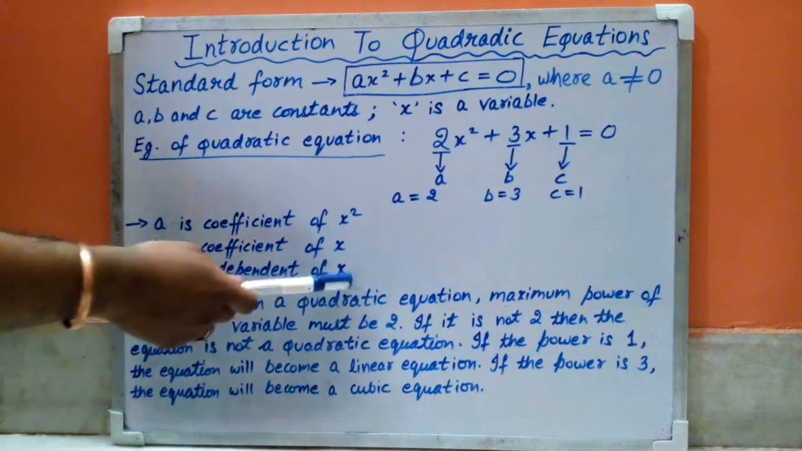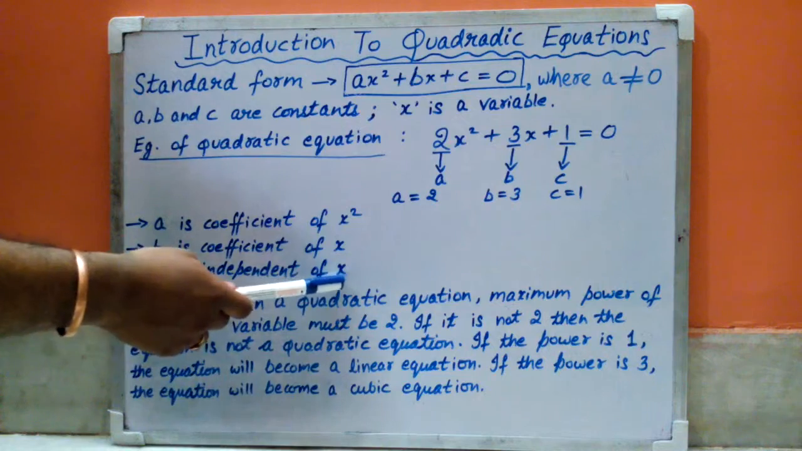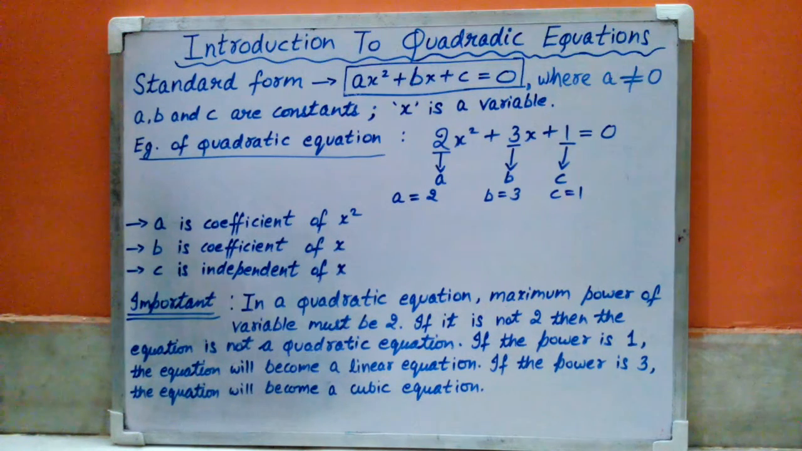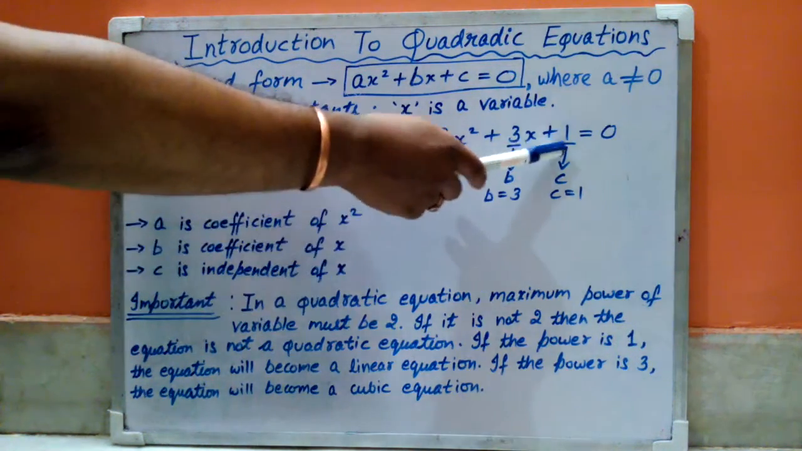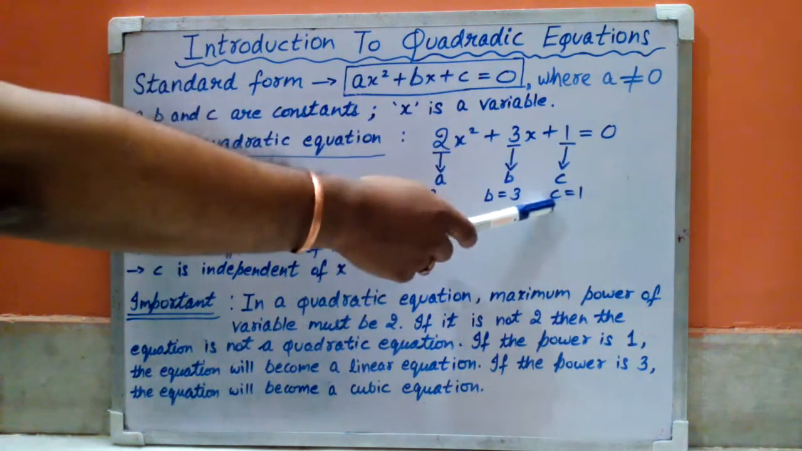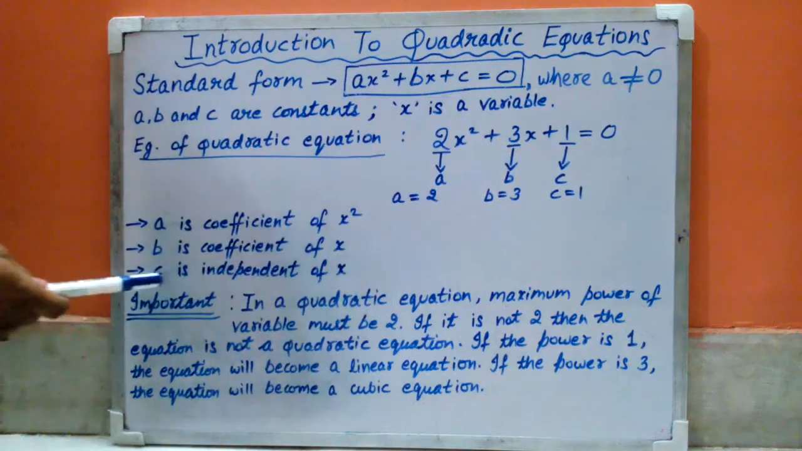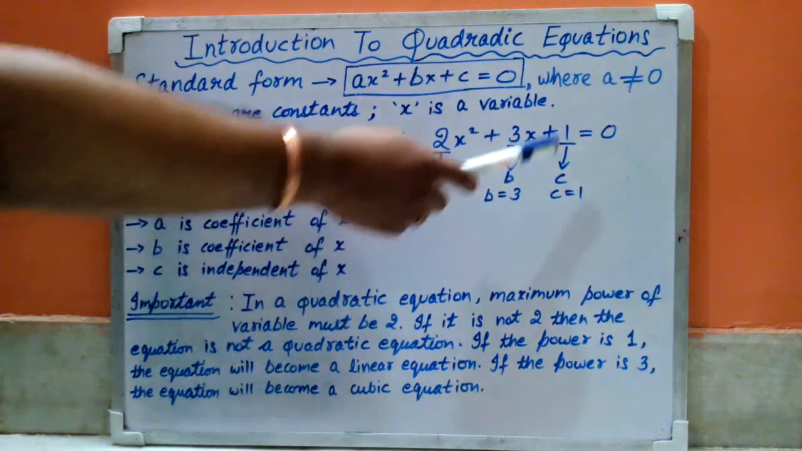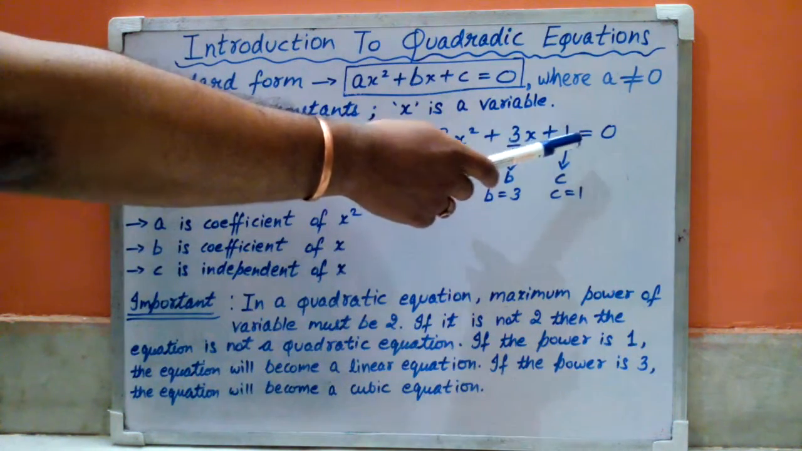What is independent of x? Independent of x means a value with which no x is written. Means there is no x with it. In this equation, 1 is the value which does not have any x with it. So C is equal to 1 because C is independent of x and here 1 is independent of x.